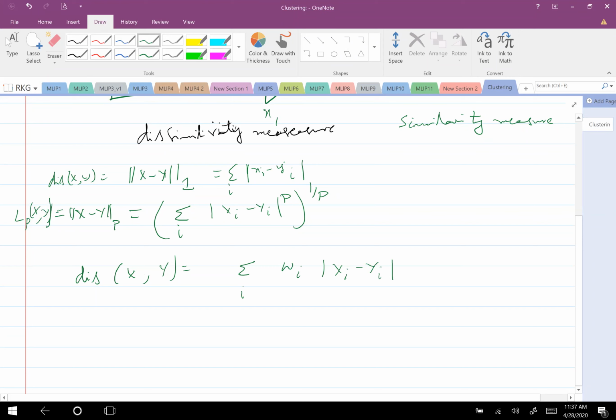What is this dissimilarity measure doing? It is a weighted measure. Different components of this distance, say each feature may not be equally important, so it gives different weight.